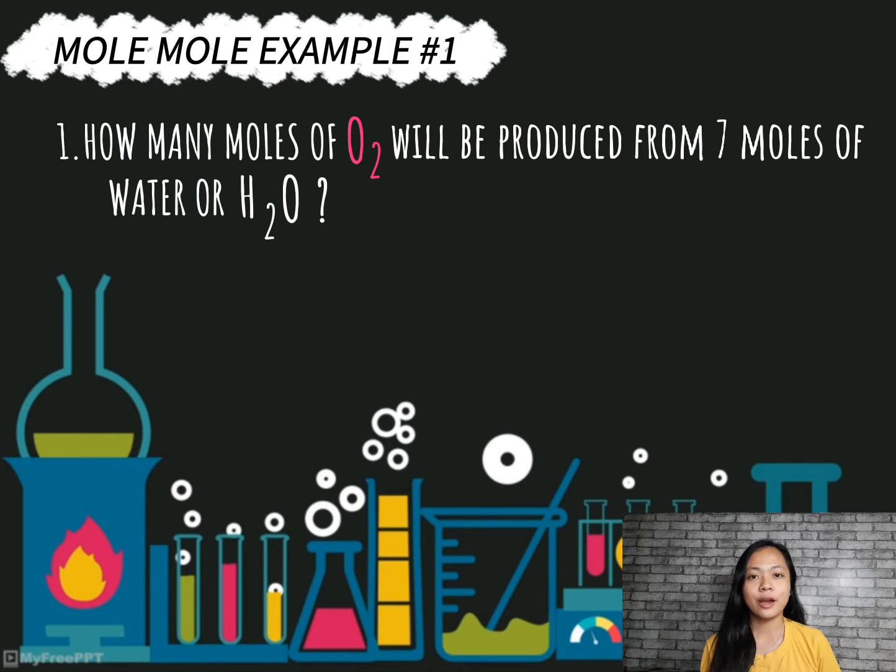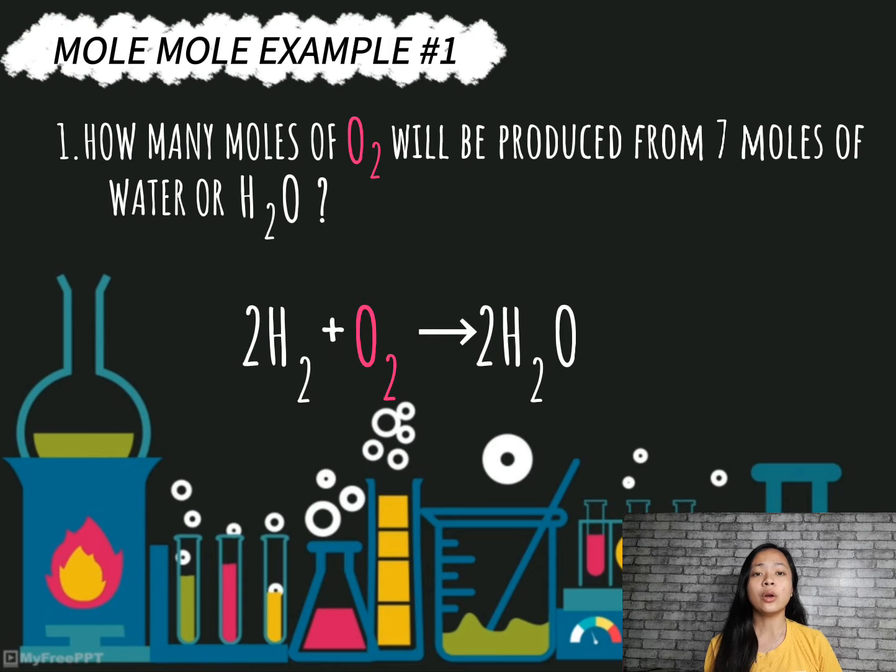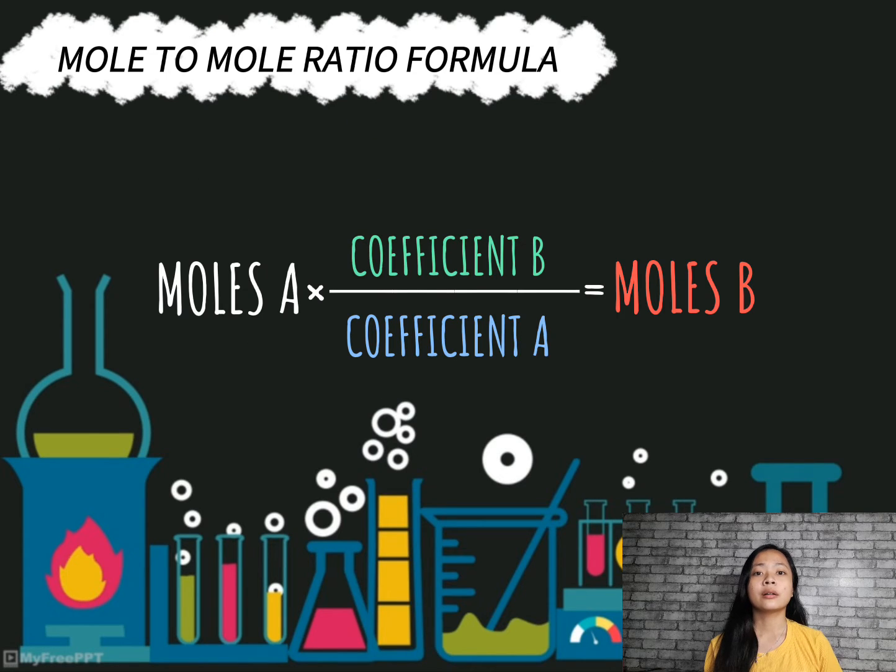Number 1. How many moles of O2 will be produced from 7 moles of water or H2O? So we have the chemical equation H2 plus O2 is equal to H2O. We can see that the chemical equation is not yet balanced. So first, we need to balance the chemical equation, so that will be 2H2 plus O2 is equal to 2H2O. So now, going back to our formula, moles A times coefficient B over coefficient A is equal to moles B.